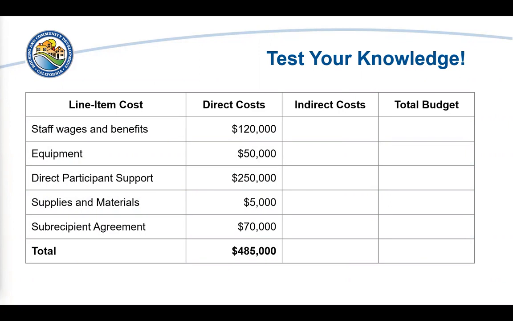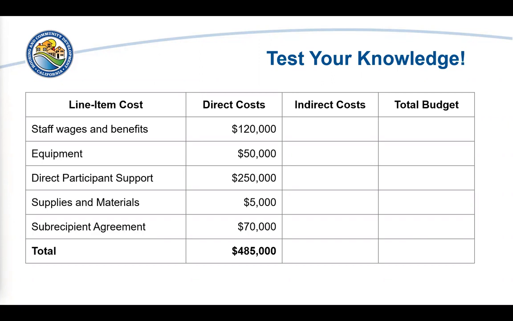Using the 10% de minimis method, identify the indirect cost budget based on the direct cost budget per line item of cost, and I'll go into this in just a sec. And then the total budget, which is the combination of both the direct cost budget and the indirect cost budget. So here what we have is a budget, right? And this is an ESGCV grantee's budget, or it could even be their subrecipient's budget.